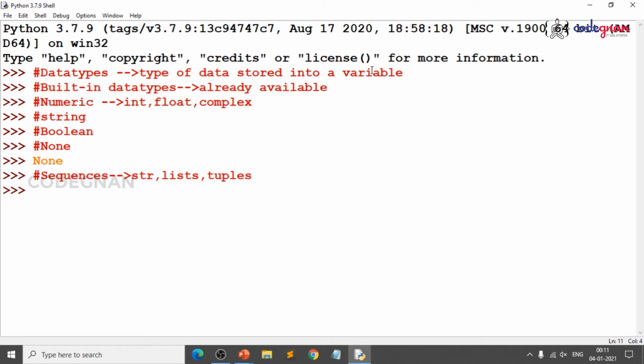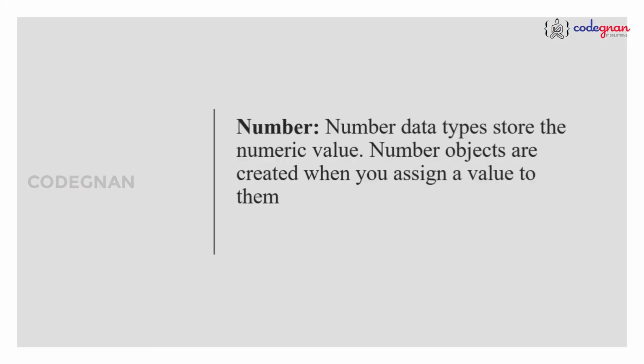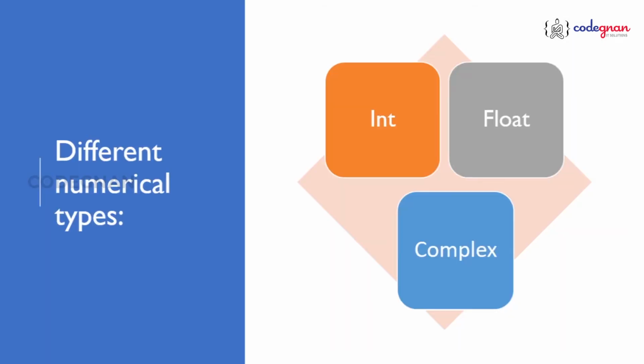Now, our target is to understand the numeric type. When I say numeric type, it includes basically integer, float and complex. That is what I have given in the presentation also. You can see numeric type, it is number type, how you assign a value, and it includes int, float and complex.